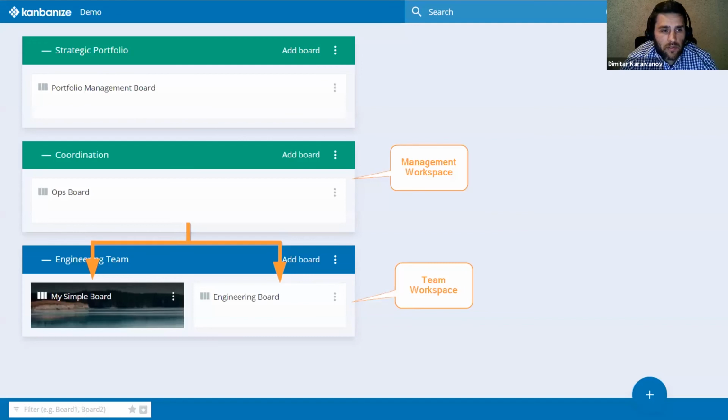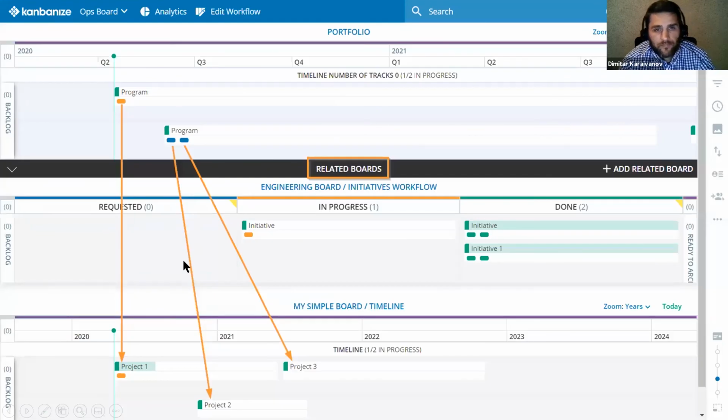So in this particular scenario, I have connected this board to 2 team boards, and this looks like this. This time I have programs. I've decided to track my programs on a timeline, and I've broken down my programs into projects, the same projects that we saw before, across two teams. So I have engineering board and I have my simple board. Those are two different team boards.